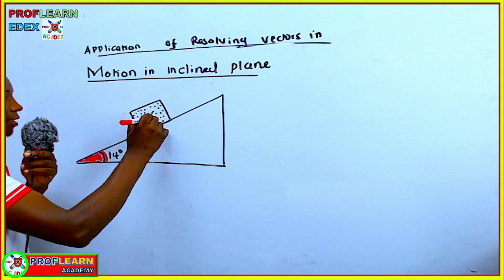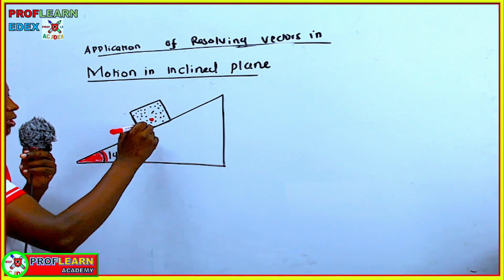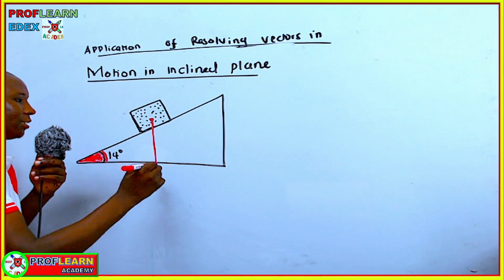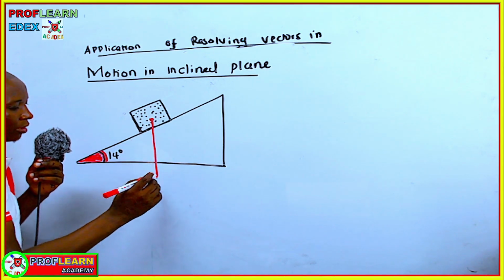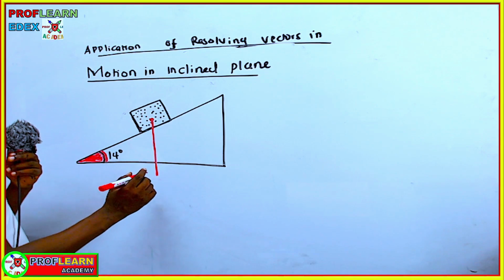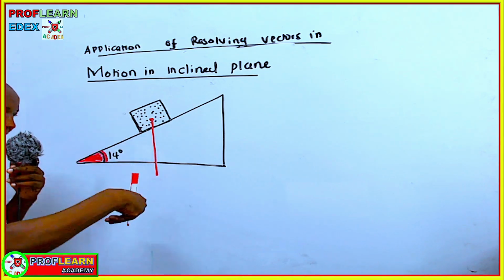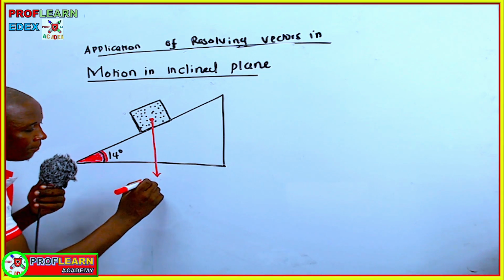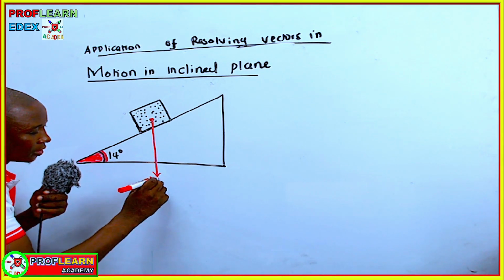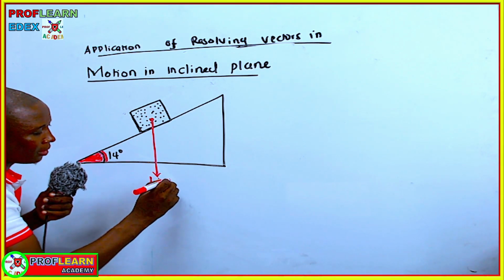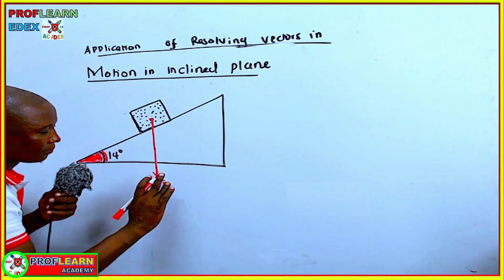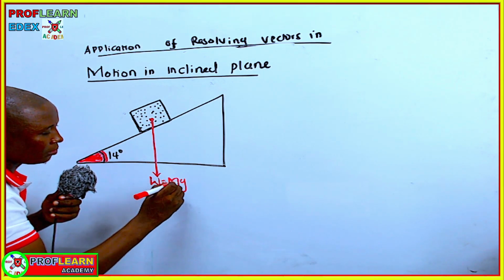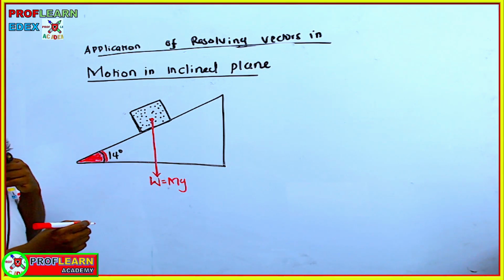So remember, this box has some weight. So the weight of this box will be acting vertically downward like that. So the first force that we have is the force that is acting vertically down like that. And actually this is the weight of the box. And remember, weight is given by mg, right? Will be acting vertically downward like that.